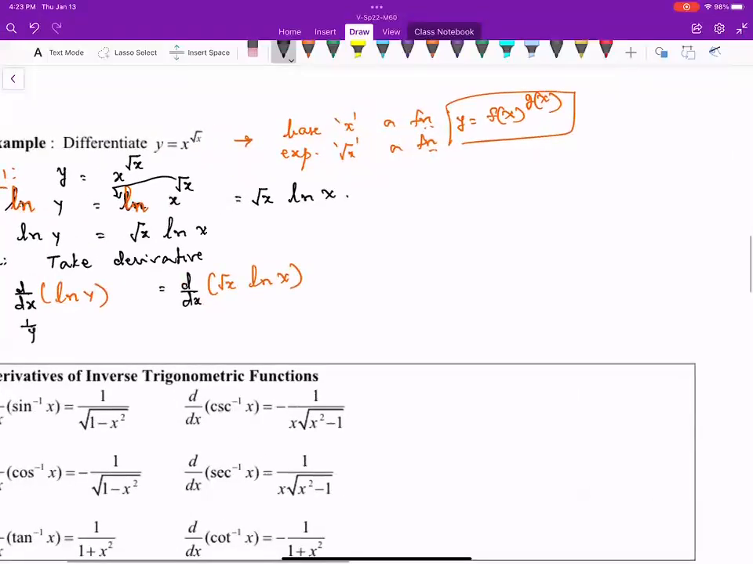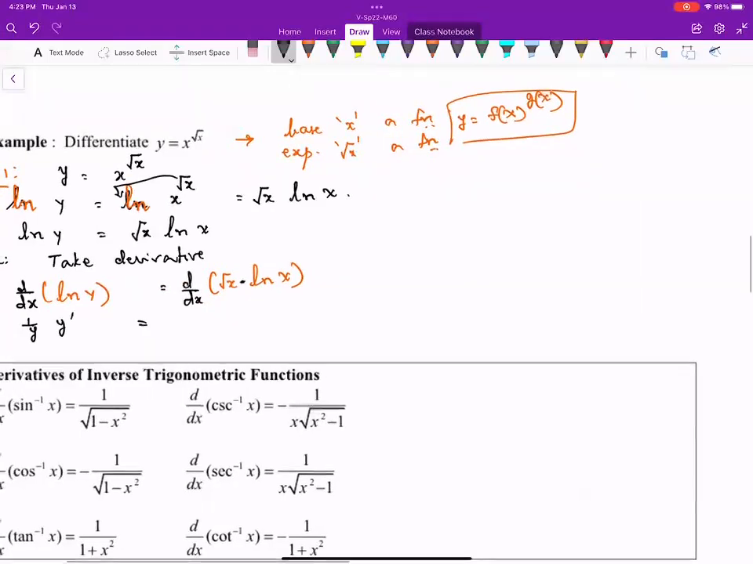So it is 1 over y times the derivative of y, which is y prime, equal to, now here it's a product of two functions. So let's apply the product rule. This is u and this is v. Let's say u equals root of x, v equals ln of x. What is the derivative of u? 1 over 2 radical x. What is the derivative of v? 1 over x.